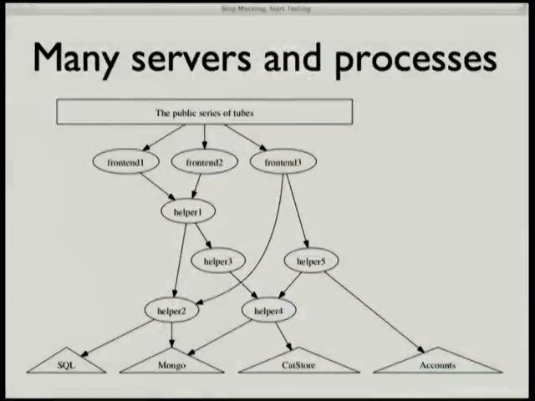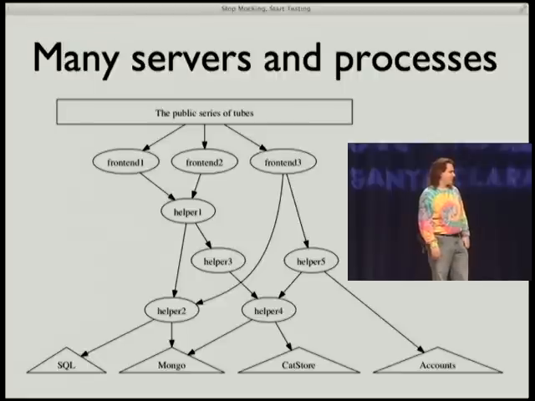We've got a lot of servers and processes, and requests come in through the box at the top of the chart, which is the public series of tubes, and they go to various front ends that we have, either the Mercurial front end, the actual issue tracker front end, et cetera. And then these other ovals that you see further down are different components, and those might be libraries linked into a front end, or they may be some other RPC service that we talk to. And then at the bottom you see the triangles, and those would be the persistent services that actually store the data.